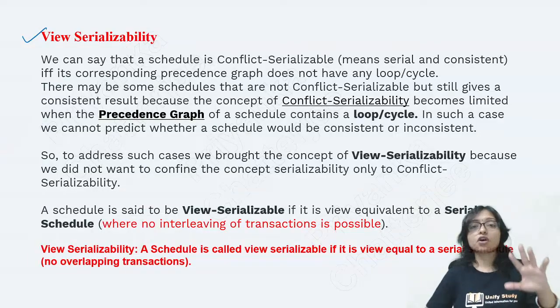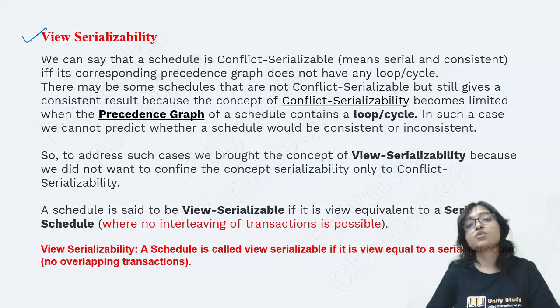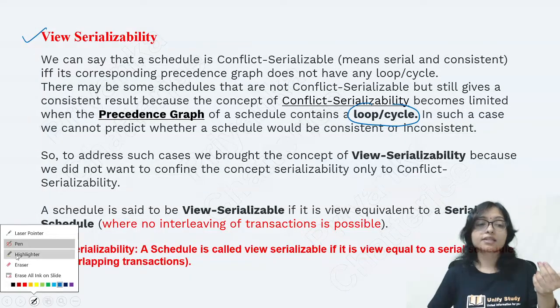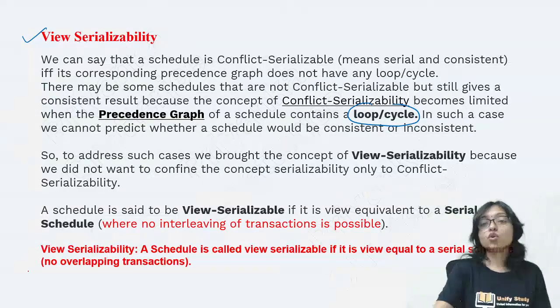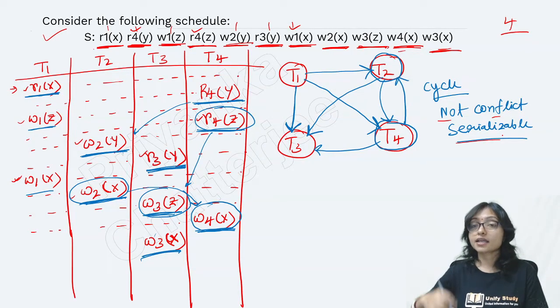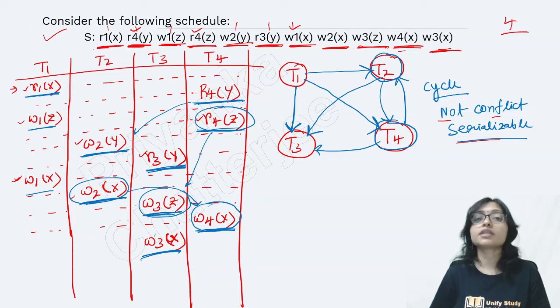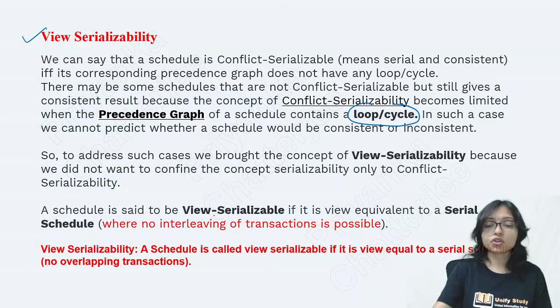First of all, for view serializability, conflict serializability is the first part. You saw that in conflict serializability, whenever a loop is there, I am able to take the decision. But the problem is, maybe the loop is created. I am telling that it is not conflict serializable, but it does not mean that it will not be view serializable also. It can be view serializable. If the cycle is there, still we can do some swapping. The swapping is possible.